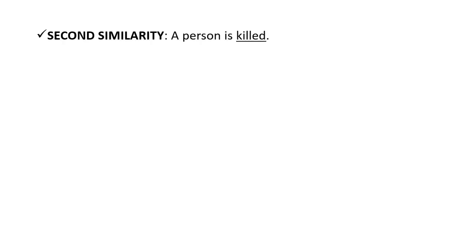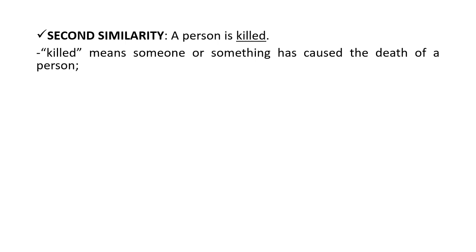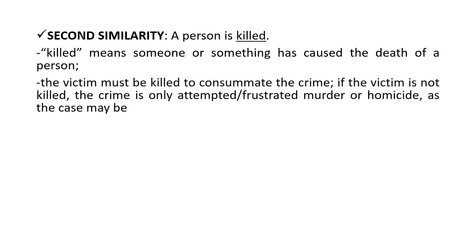Second similarity for both murder and homicide is that a person is killed. The term killed means someone or something has caused the death of a person. Here, the victim must be killed to consummate the crime, because if the victim is not killed, the crime is only attempted or frustrated murder or homicide, as the case may be.